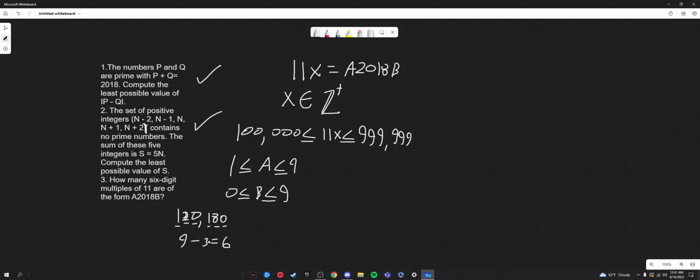Now, 6 is not 0, nor is it a multiple of 11, so we can say that 120,180 is not divisible by 11. So we're going to add some notation, some variables.